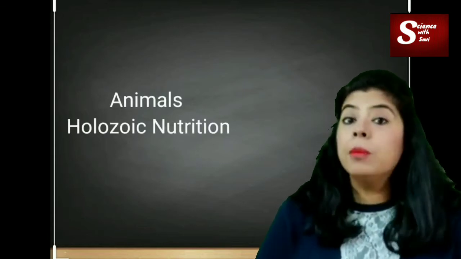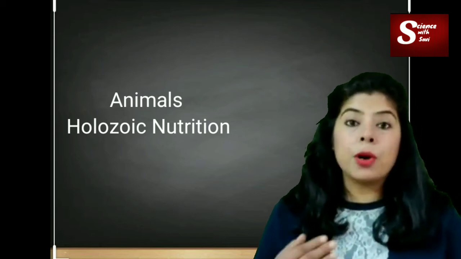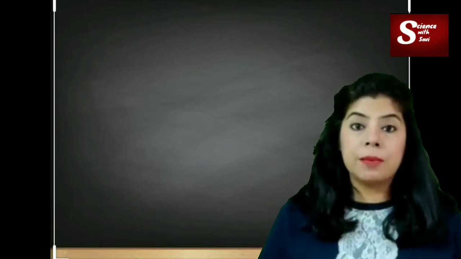Nutrition in animals is basically holozoic kind of nutrition. If you remember, we studied the mode of nutrition, that is the process or the way in which the organism is obtaining food from the environment. And we studied three kinds of modes of nutrition. If you remember, we discussed in the last video.